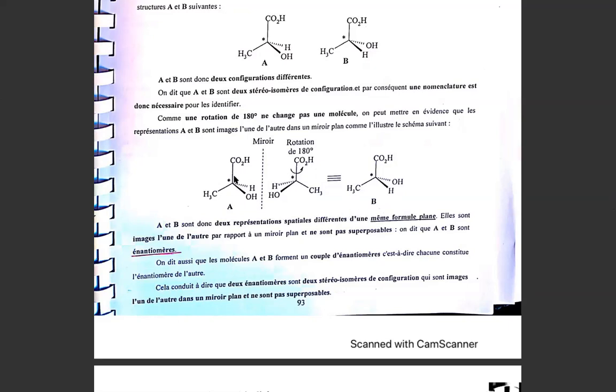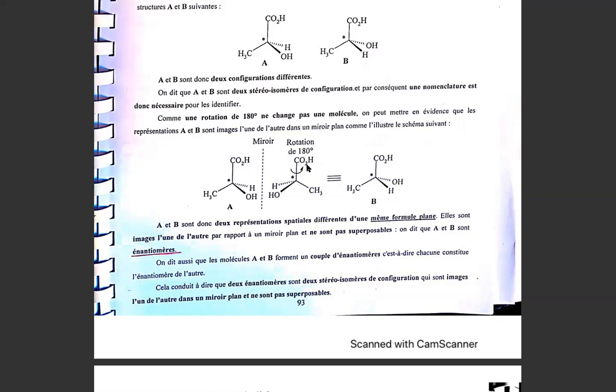Enantiomers. So the mirror images, that is A and B, are called enantiomers. So A is, for example, like our left arm, and B is the mirror image of our left arm, which is our right arm. Because there's a rotation of 180 degrees here, we come back to this molecule.